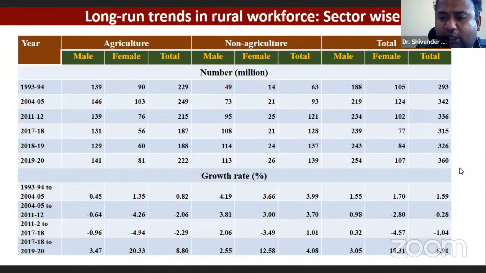So based on these data, we can only draw some implications. We can only see what the broader trends are showing. And if we can ground truth these surveys using some primary survey, that will be more insightful, particularly in the employment sector.